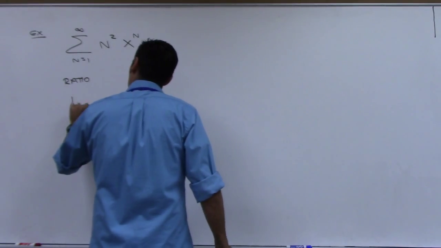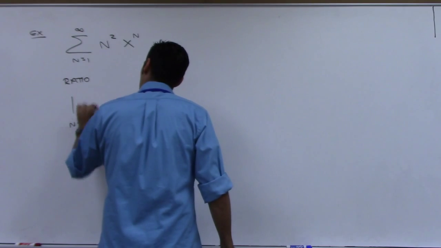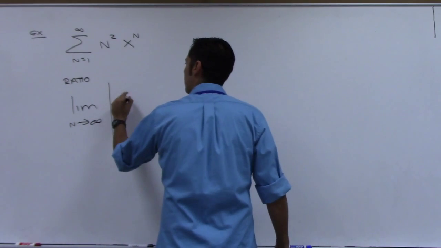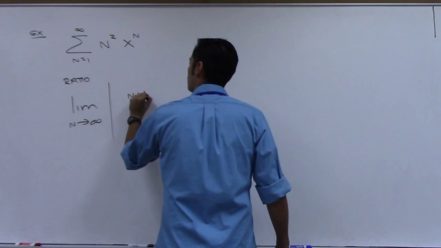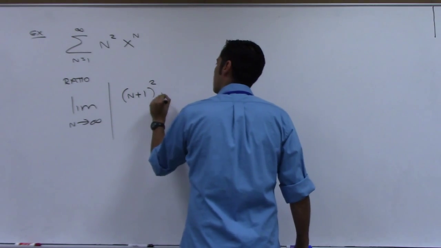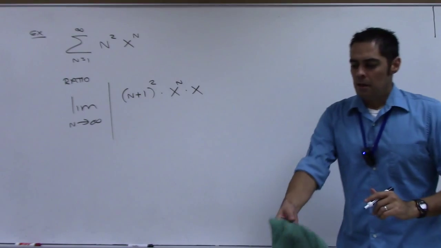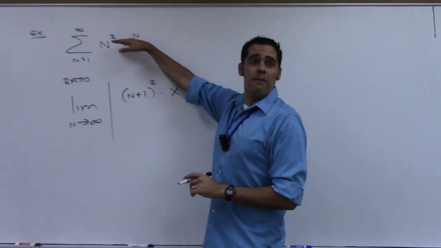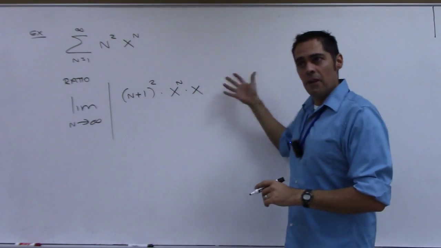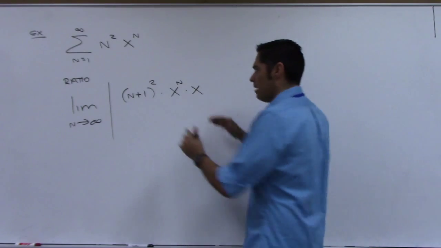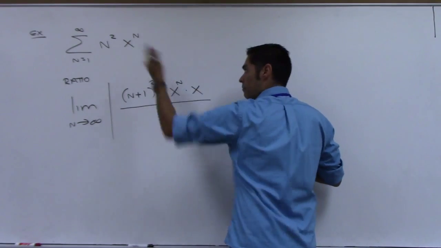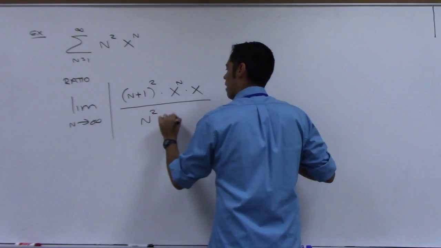Ratio. So limit as n goes to infinity, absolute value. Plug in n plus 1: (n plus 1) squared times x to the n times x. Because this wasn't a fraction to begin with, I'm not going to do that flipping thing, right? I'm just going to do that and then divide it by that, right?